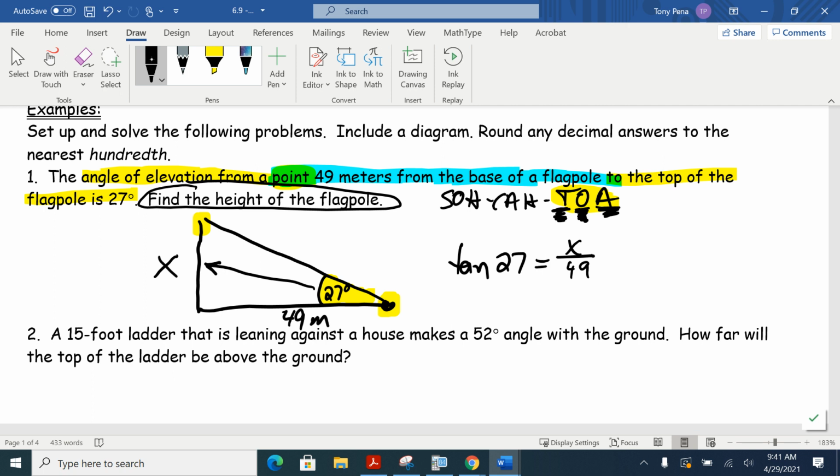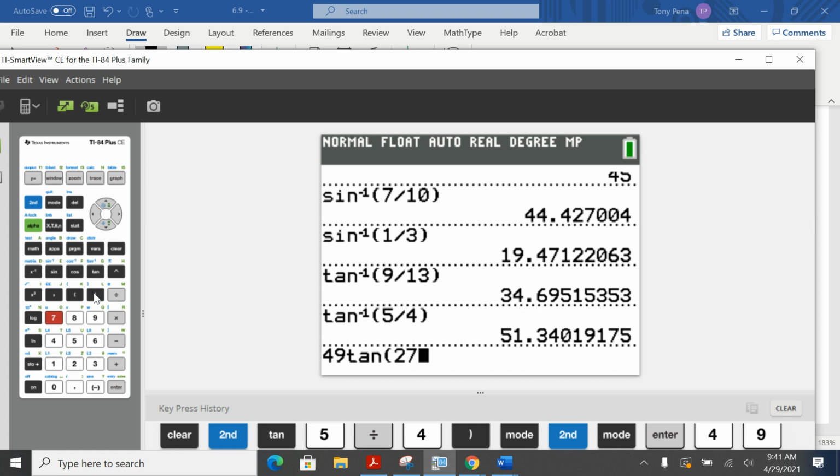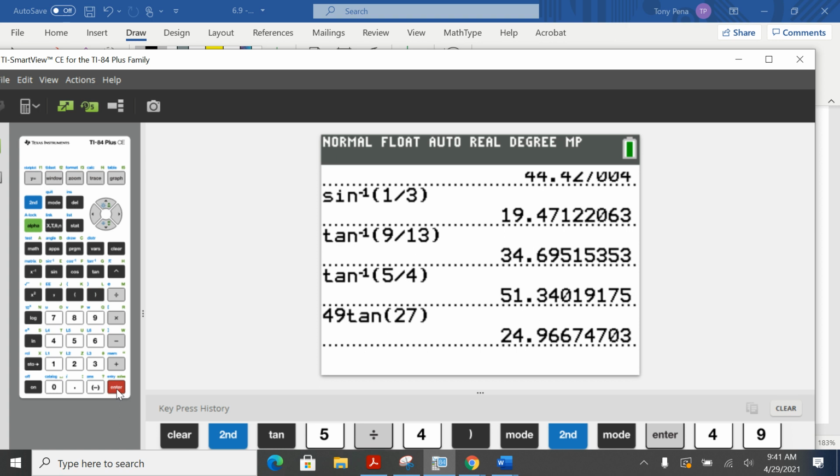We want to solve for x, so we need to get rid of that 49. We would do that through multiplication. This should be easy to plug into your calculator. Just make it look like this. You have a tangent key in the calculator. You just type in 49, tangent of 27, like so. And as long as you are in degrees, if you're typing this in and you're still not getting it, now's the time to let me know.